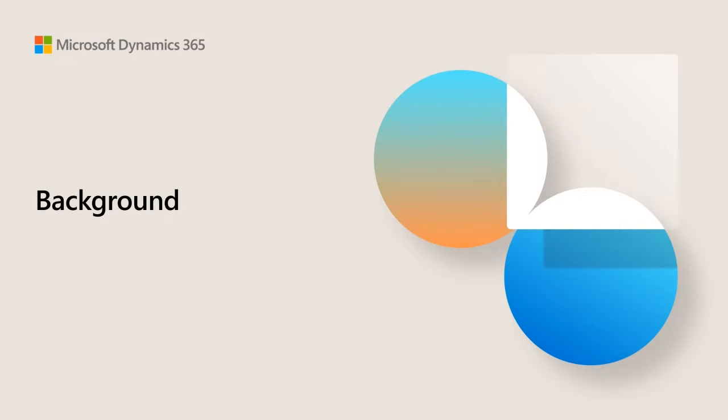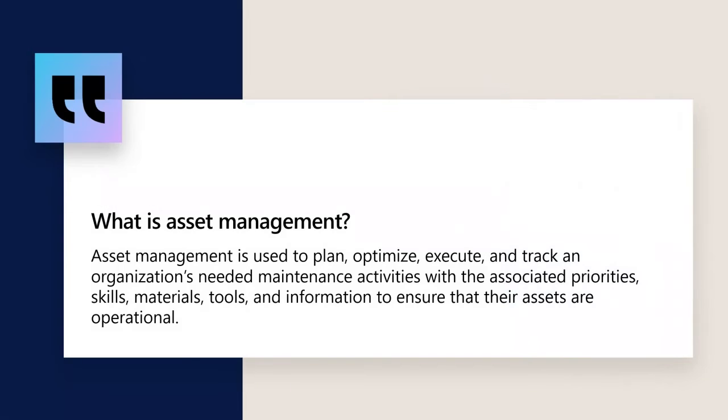So let's get into the background of asset management. Starting with, what is asset management? Asset management is a tool that's used to plan, optimize, execute, and track an organization's needed maintenance activities and all that entails with priorities, skills, materials, tools, and information to make sure assets are operational. In short, asset management supports companies' maintenance activities. It's also often referred to as enterprise asset management or maintenance management.